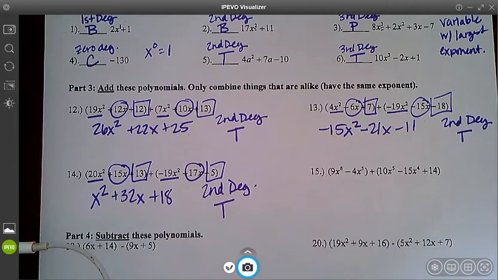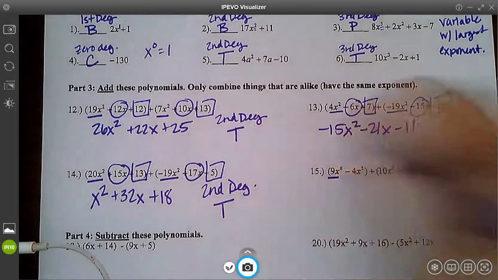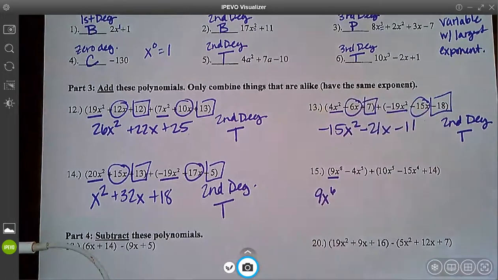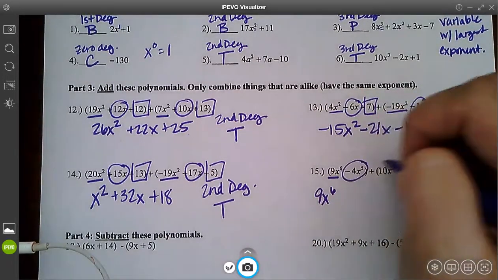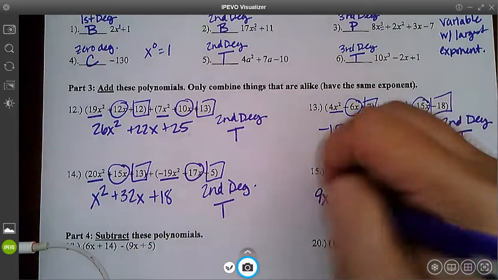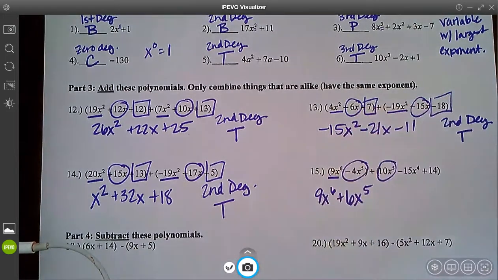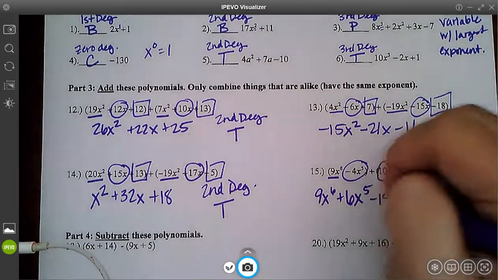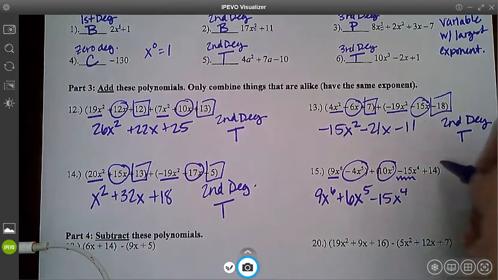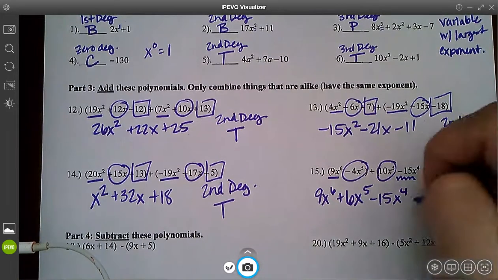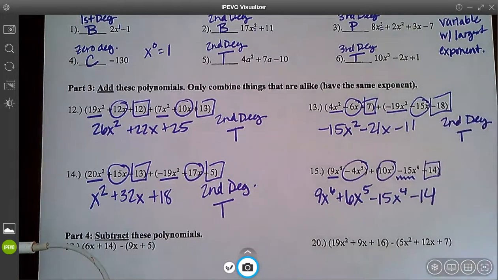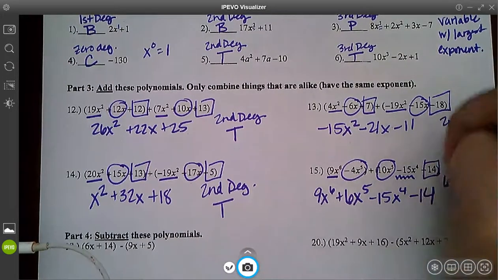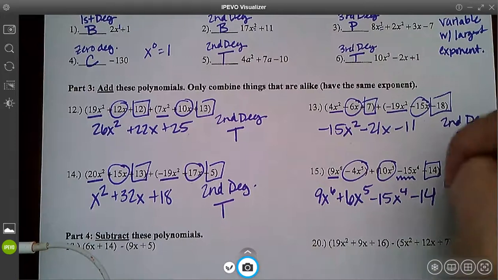The last addition, we have 9x to the 6th. That's the only x to the 6th. We have negative 4x to the 5th and 10x to the 5th. That's 6x to the 5th. Negative 15x to the 4th is the only x to the 4th we have. And then negative 14 is the only constant we have. This has 4 terms, so it's a polynomial, and the highest degree is 6. We have 6th degree polynomial.